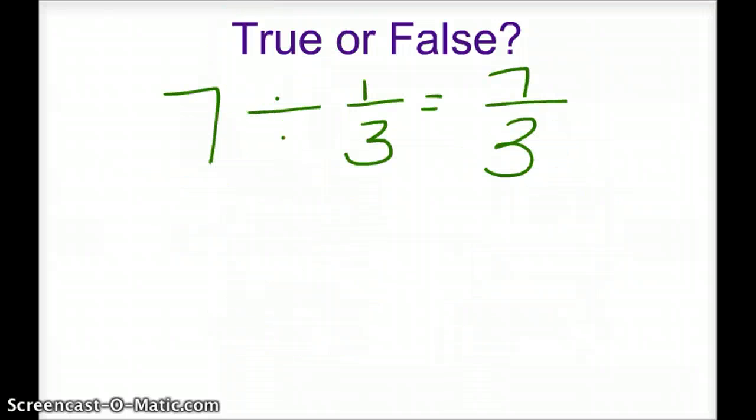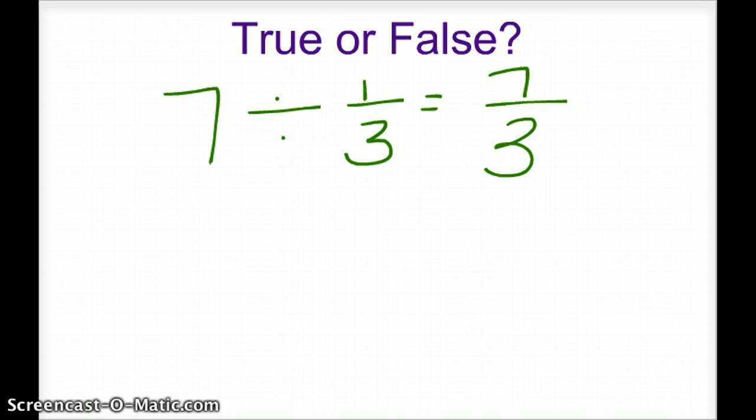True or false? 7 divided by 1/3 equals 7/3. Go ahead and pause and solve this problem. This is a keep, change, flip problem. It's division. Remember, keep, change, flip. Everybody's going to know how we're dividing fractions. Again, my lovely song for you.